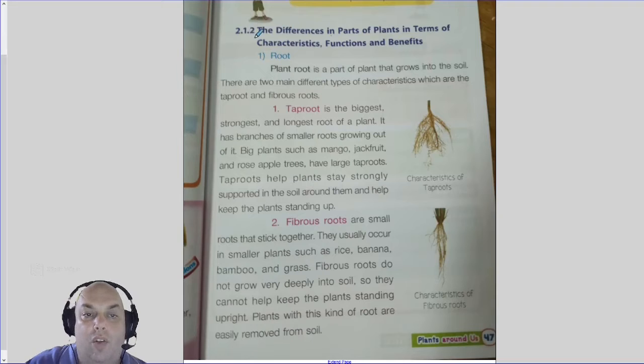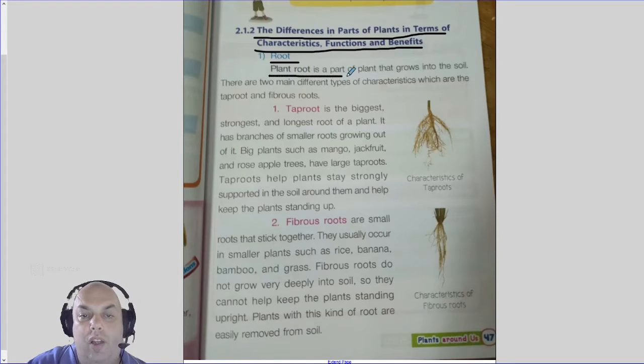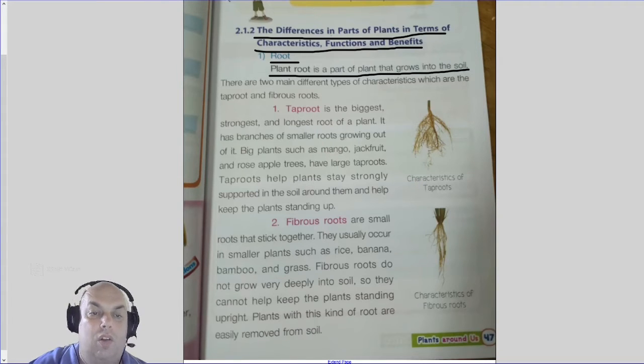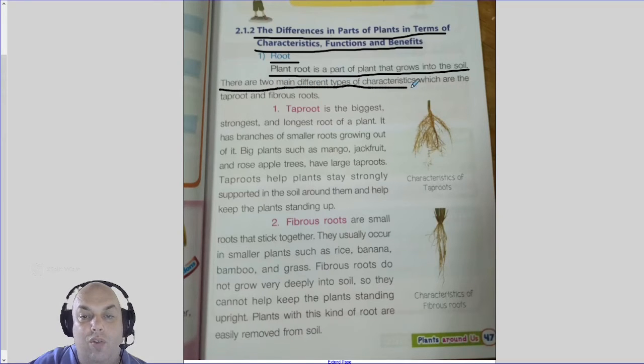Okay, so the differences in parts of plants in terms of characteristics, functions and benefits. So we're going to start with the root. A plant root is a part of a plant that grows into the soil. Yes? There are two main different types of characteristics, which are the taproot and fibrous roots.